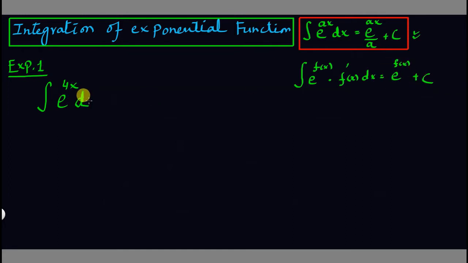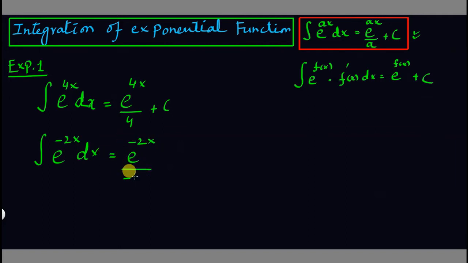Okay, this is the first example. In the first example you can solve this question by the upper formula, this one. You just place e raised to power 4x and divide it by 4 plus c. It is very easy. Similarly, if you have e raised to power minus 2x, it is just e raised to power minus 2x divided by minus 2 plus c.